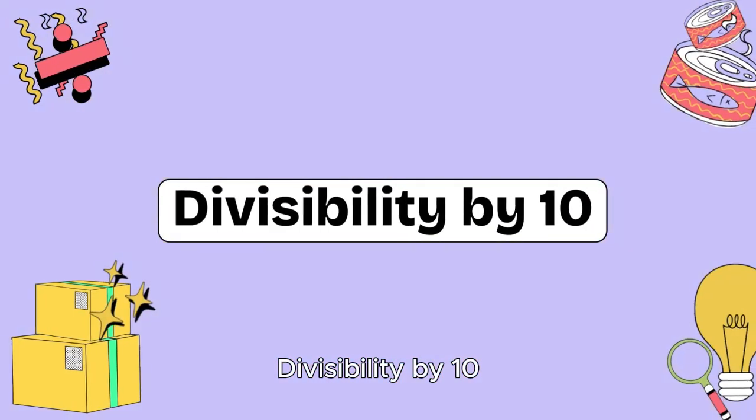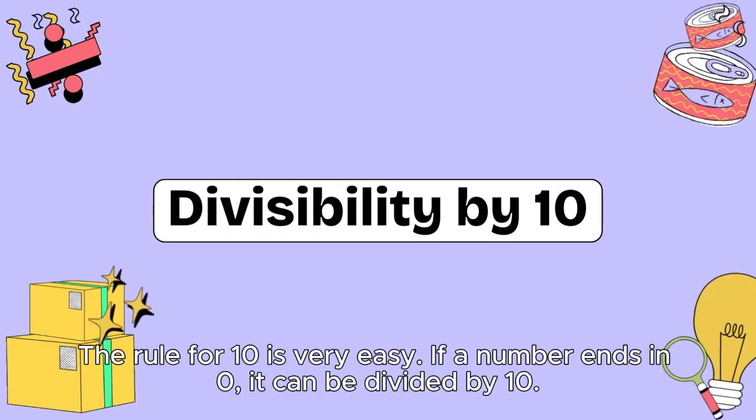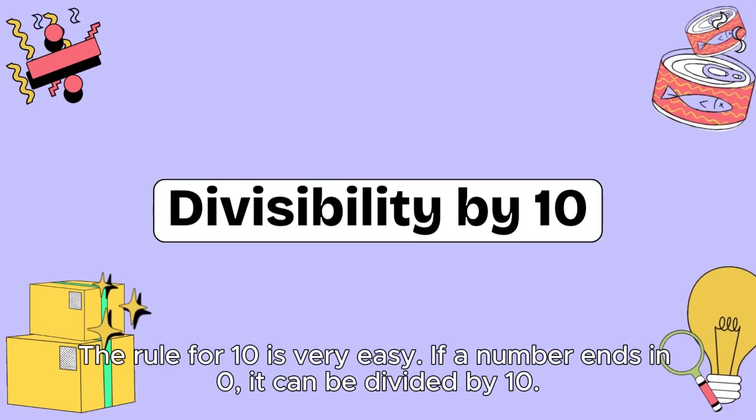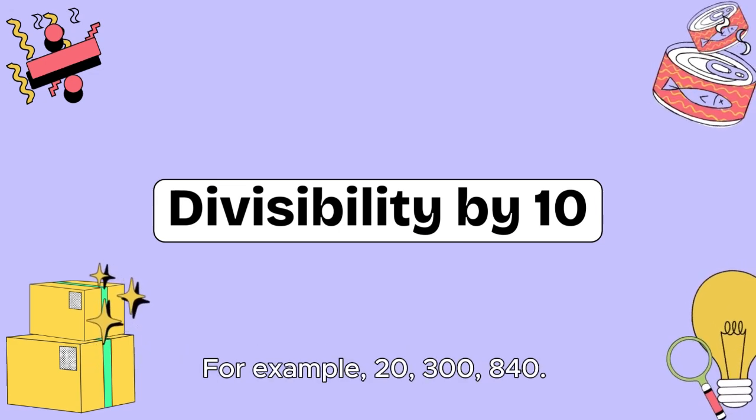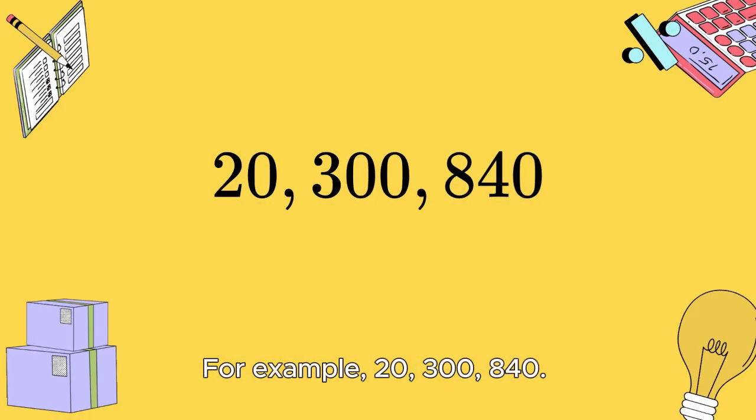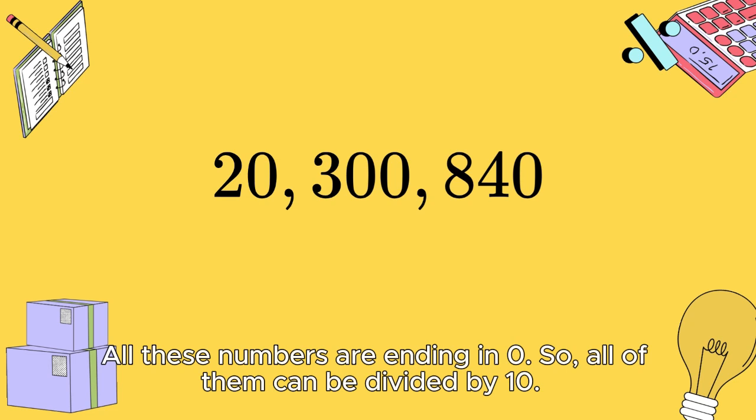Divisibility by 10. The rule for 10 is very easy. If a number ends in 0, it can be divided by 10. For example, 20, 300, 840. All these numbers are ending in 0, so all of them can be divided by 10.